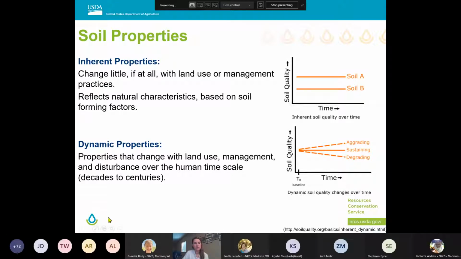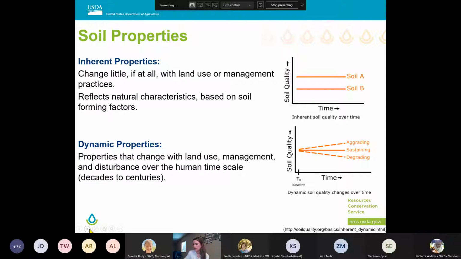I get the privilege of diving into soil properties, so we're going to cover 2 categories, inherent and dynamic. I'd like this to be as interactive as possible, so if there are any questions, if I say anything incorrectly, if you need clarification, type it into the chat box.